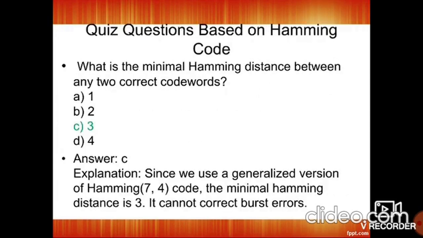I have one quiz question here. What is the minimal Hamming distance between any two code words to correct errors? For correction, the minimum distance should be 3. So always, to correct with the Hamming code, the minimum distance should be 3. We have the generalized version of Hamming code (7,4). The minimum Hamming distance is 7 minus 4 equals 3. It cannot correct burst errors.